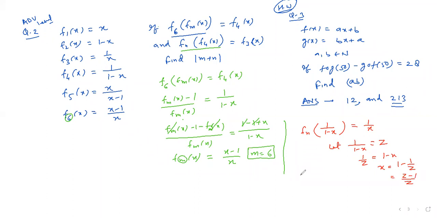Then guys, what is f(n)? f of 1 upon 1 minus x is f of z. z is equal to 1 upon x, reciprocal of this, z upon z minus 1. What is it, guys? What is n? z upon z minus 1.